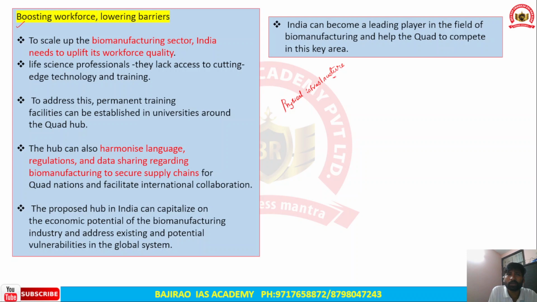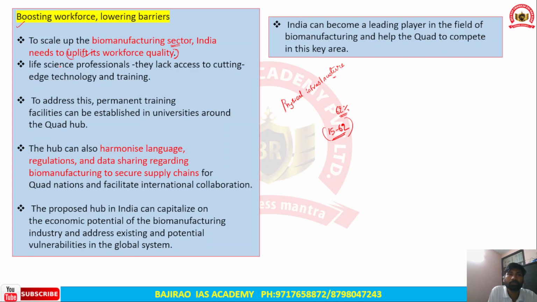Understand, in order to scale up the biomanufacturing sector, India needs to uplift the workforce quality. Yes, no doubt we have workforce, and significantly 62 percent of our total population is in the working age group, around 15 to 62 years. So India needs to provide more and more skills to its workforce, and that will help uplift its workforce quality.